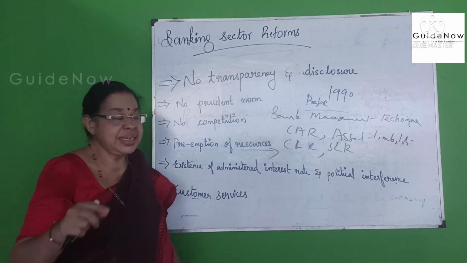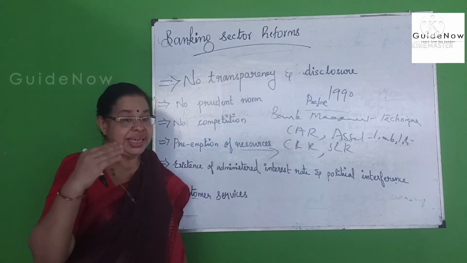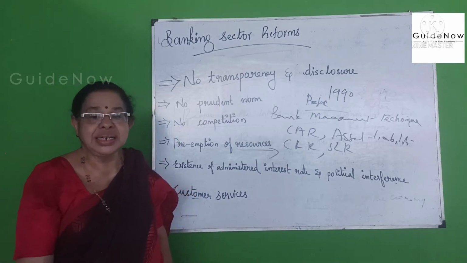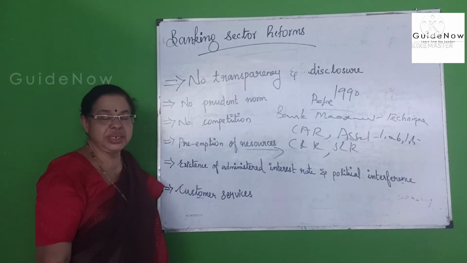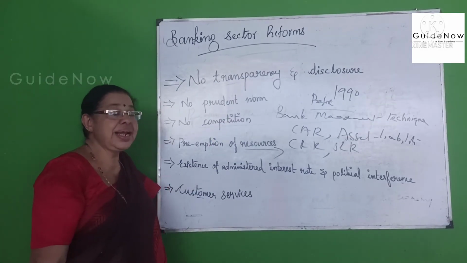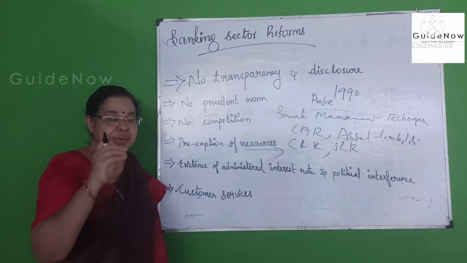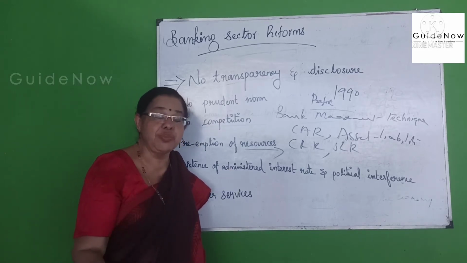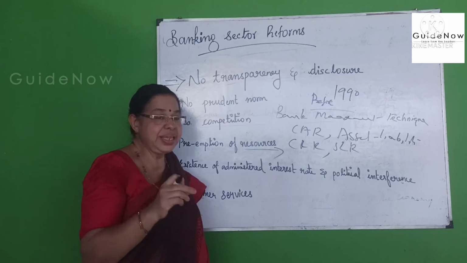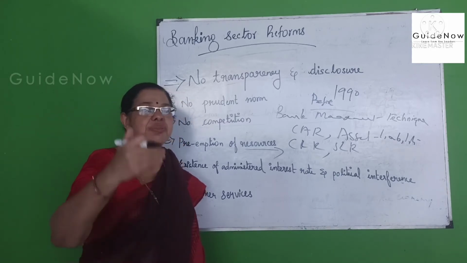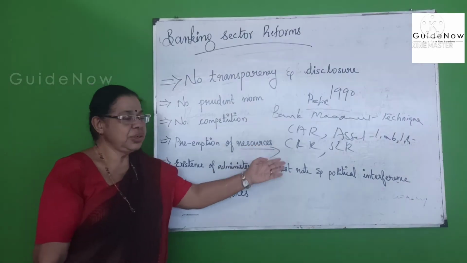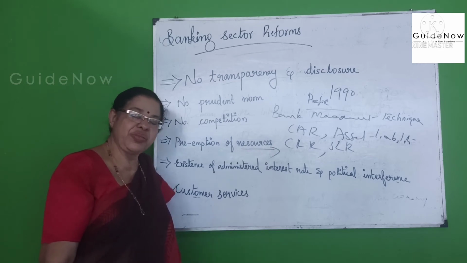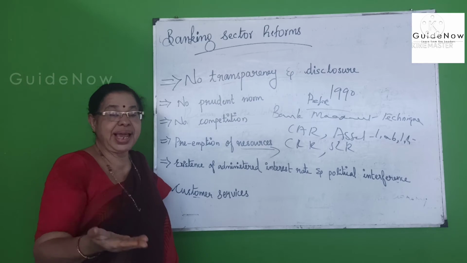CRR means that each and every commercial bank keeps its cash in reserve with the Reserve Bank. Each and every commercial bank maintains cash with the Reserve Bank. This may reduce their business. So if the CRR rate is increased, this automatically reduces the profitability of the bank, because they keep cash with the Reserve Bank.